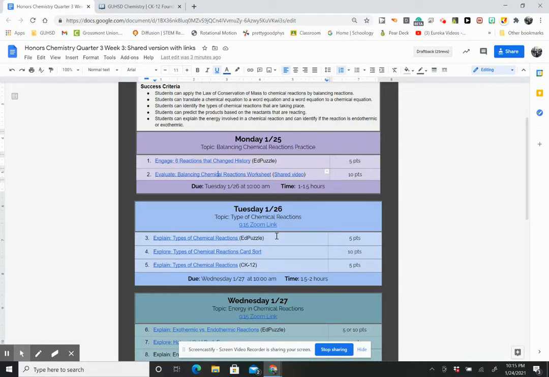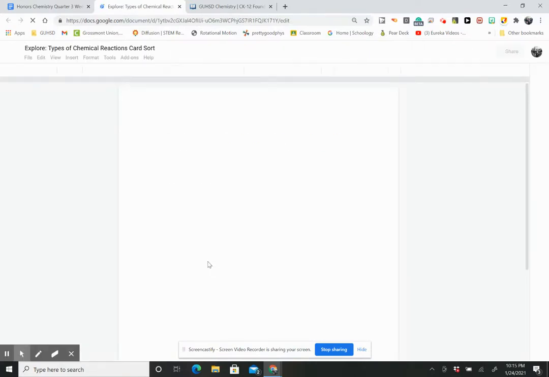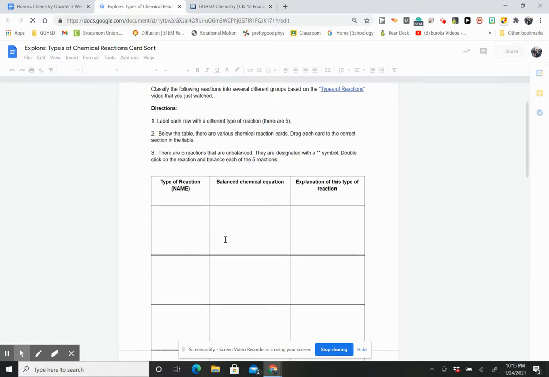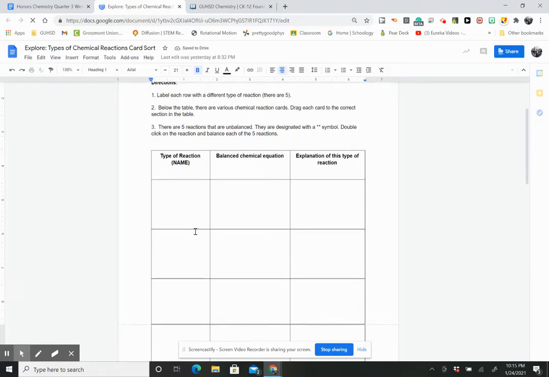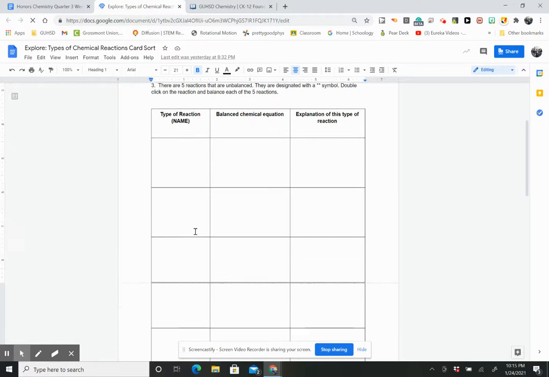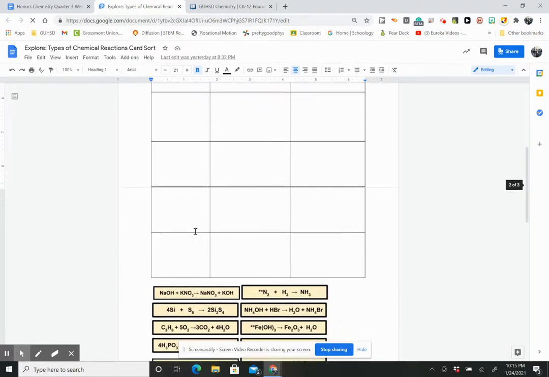So the next day you are going to be doing an Edpuzzle on types of chemical reactions, and then a types of chemical reactions card sort. What you're going to see is a table, and the table has 3 different columns. The first column is what are the types of chemical reactions. The second column is your balanced chemical equations. And then the third one is for you to explain what's going on in this type of reaction. So give me a definition.